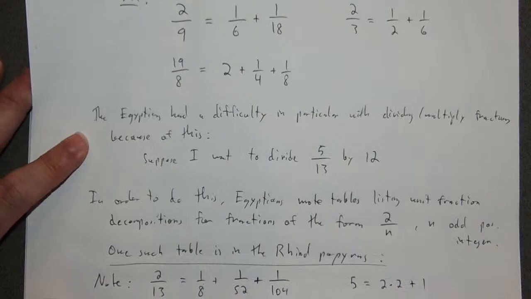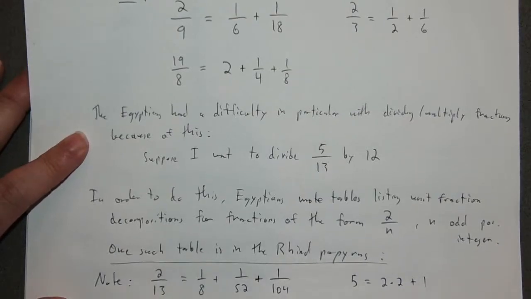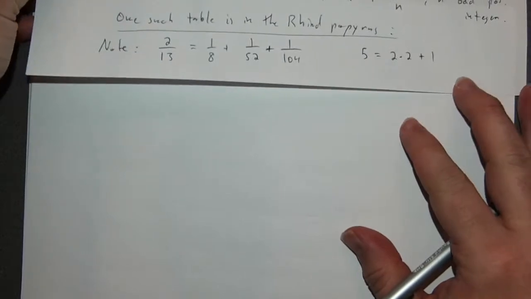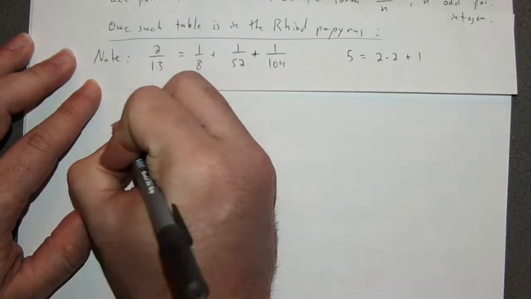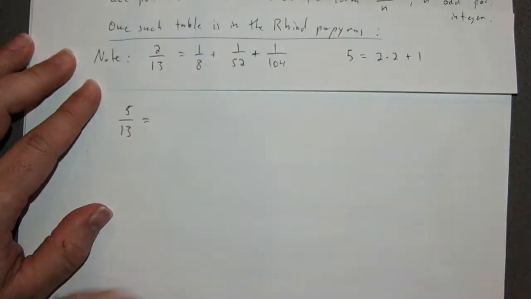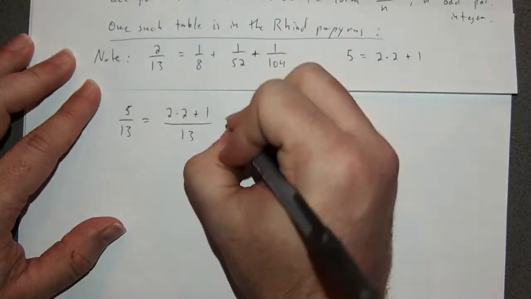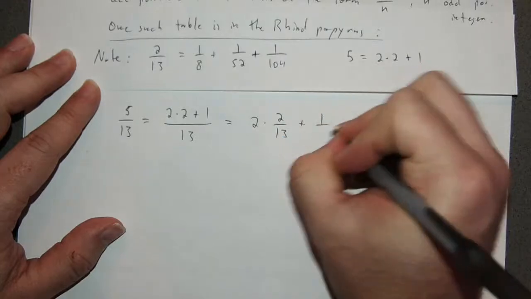So 5 is 2 times 2 plus 1, which means that I can multiply this by 2 and then add 1 over 13 here. So if I want to find 5/13, I can split this essentially, right? So that's exactly what I'm going to do. Maybe I'll leave that decomposition right here. The table in the Rhind Papyrus gives that decomposition. So then 5/13, that's the same as 2 times 2 plus 1 over 13, which I can write as 2 times 2/13 plus 1 over 13.